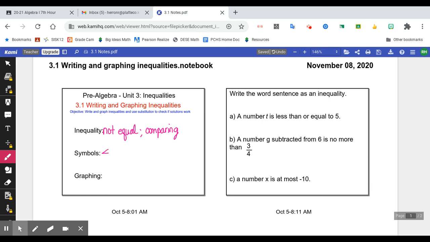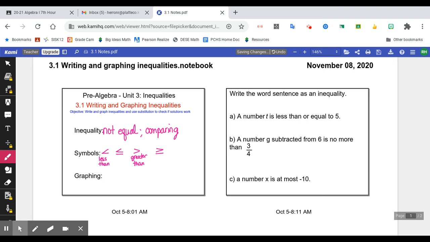We have our less than, and we have less than or equal to. Then we have greater than, and we have greater than or equal to.